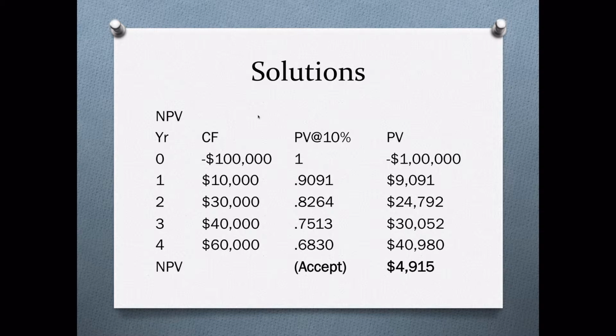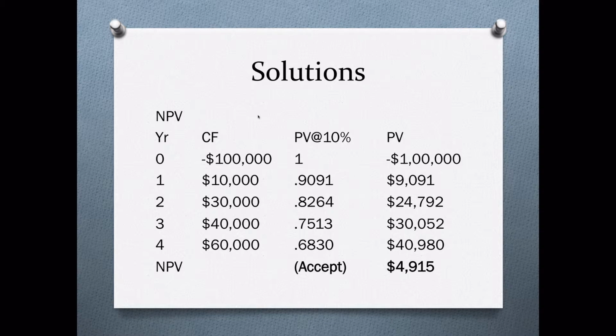$9,091. In year 2, we discount that one by using the multiplier. We get $24,792. As you can see, I did this in Excel. It's really easy to do, and once you set up a formula, it makes doing the internal rate of return real simple. Unfortunately, we can't do that on the test. So we discount all four of those cash flows, and then we add everything up. I just summed everything because my $100,000 is negative, and I get $4,915, and we accept.